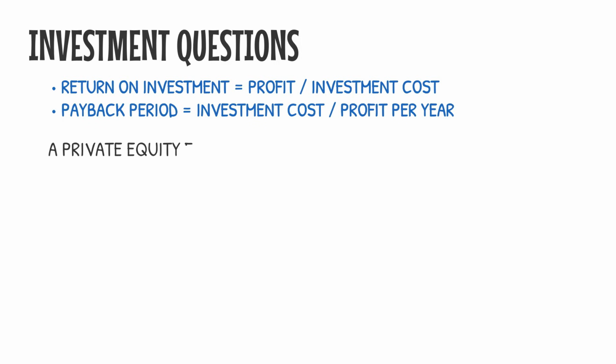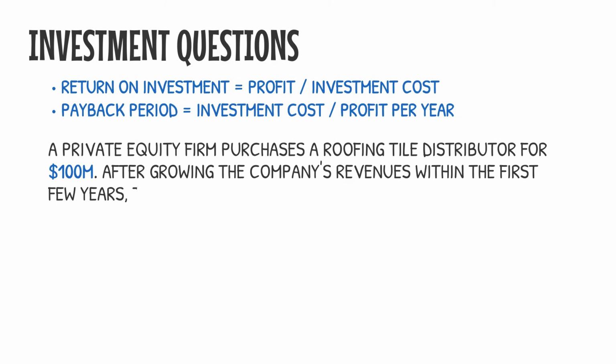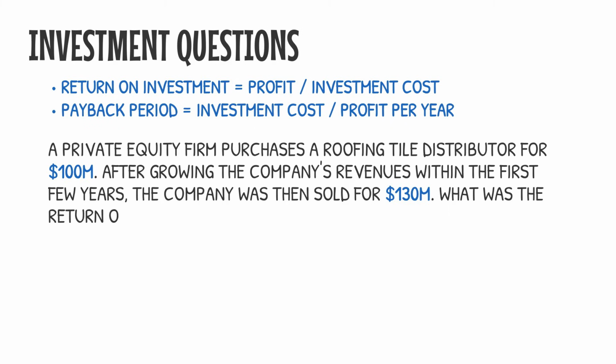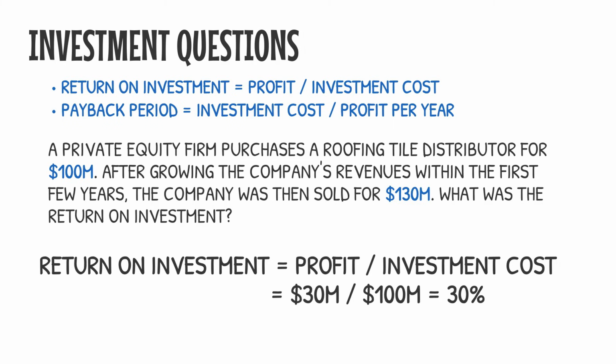Example: a private equity firm purchases a roofing tile distributor for $100 million. After growing the company's revenues within the first few years, the company was then sold for $130 million. What was the return on investment? Return on investment equals profit divided by investment cost, or $30 million divided by $100 million, giving 30%. The private equity firm has generated a 30% return on investment over the time period.